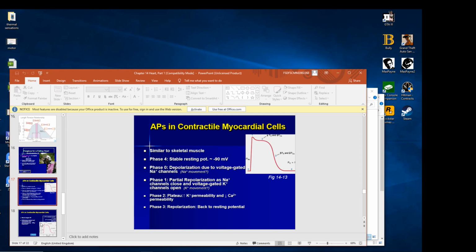Phase 0 is actually the depolarization due to voltage gated sodium channels. Then phase 1, there is partial repolarization as the sodium channels close and voltage gated potassium channels open. And then phase 2, the plateau, because of increased potassium permeability and decreased calcium permeability. Phase 3, repolarization back to resting potential. And phase 4, there is a stable resting potential of minus 90 millivolts. So all of you are supposed to draw and label it and learn it as well.